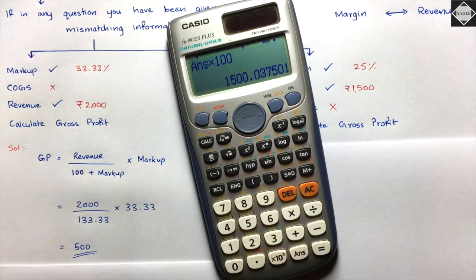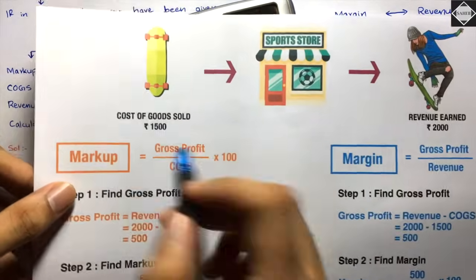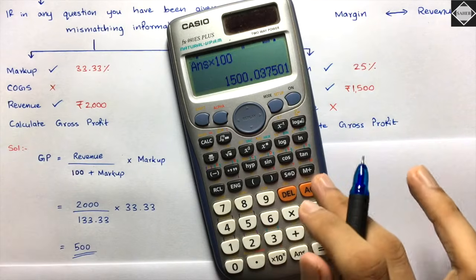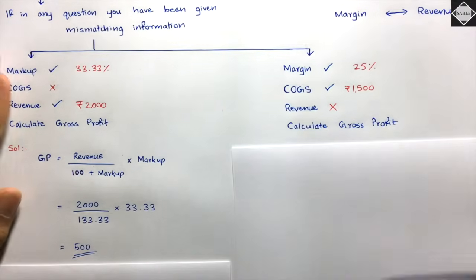We already know that because I have used the same example. COGS is 1500. Okay, so this is how you do it. All right, now let's come to the margin.